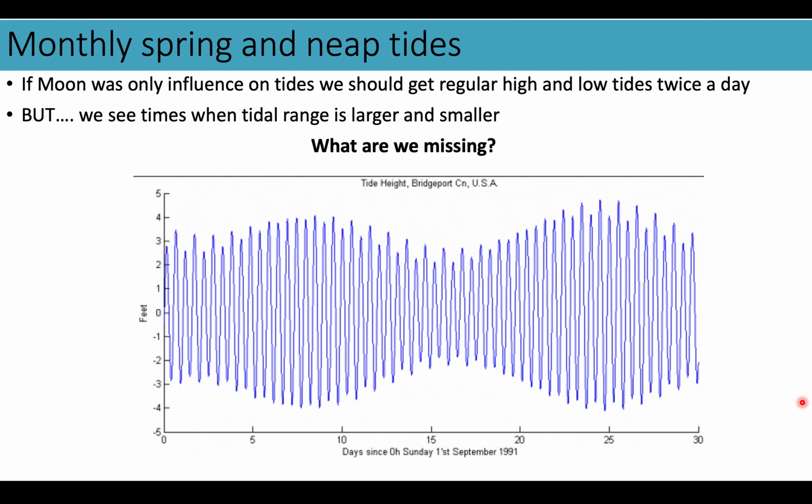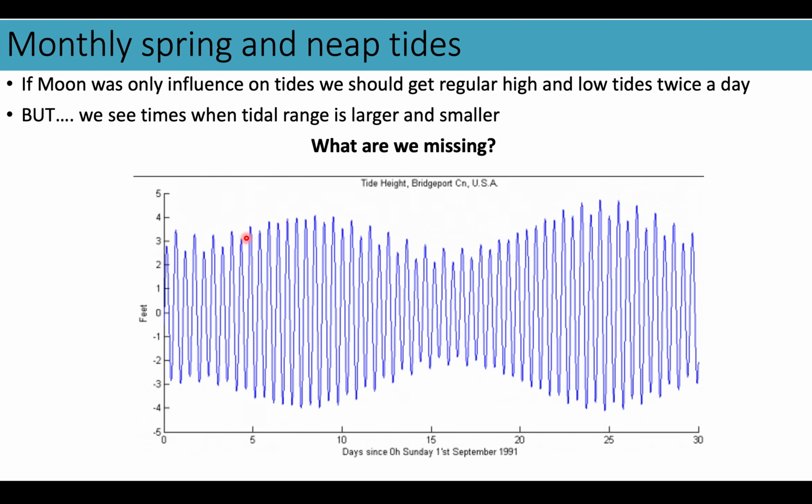So in addition to the Earth spinning in and out of that tidal bulge, causing our daily high tides, we also have to think about what else is causing our tidal changes. So this is real tide data here in feet. If we were only accounting for the fact that the Earth was spinning in and out of the tidal bulge, this would be much more even.